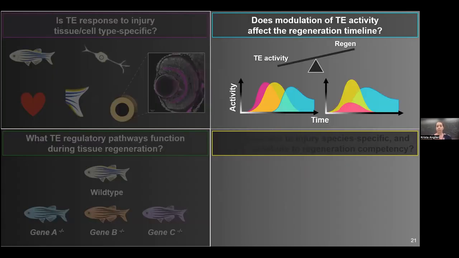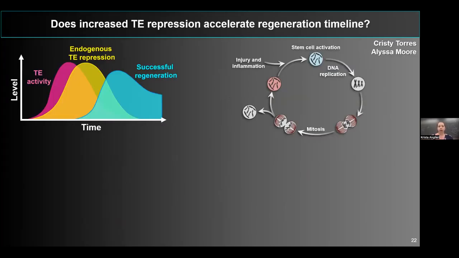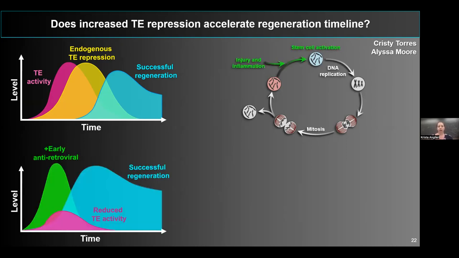Additionally, we can modulate transposon activity using chemical modulation. So how we're doing that is, in collaboration with a couple new undergraduates, we're actually adding some retroviral drugs common to HIV therapy in humans. And these are actually able to inhibit transposons in the fish as well.